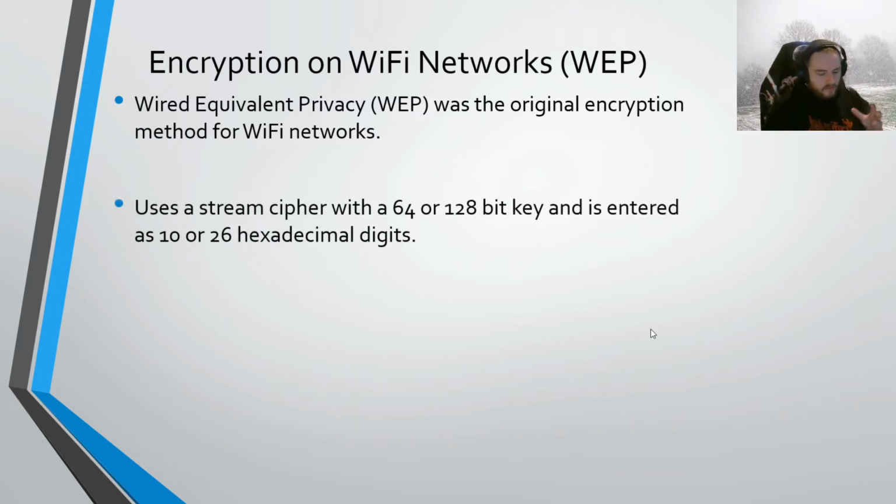Now, it used to be a stream cipher, which, if you've not already watched my videos on stream ciphers, please go see it. That was in part 2 of section B for this unit. So with stream ciphers, it either used a 64-bit or 128-bit key, and was usually between 10 and 26 hexadecimal digits. When I say hexadecimal, it means that it's between 1 and F. So it was a combination of them. It had to be between 10 and 26.